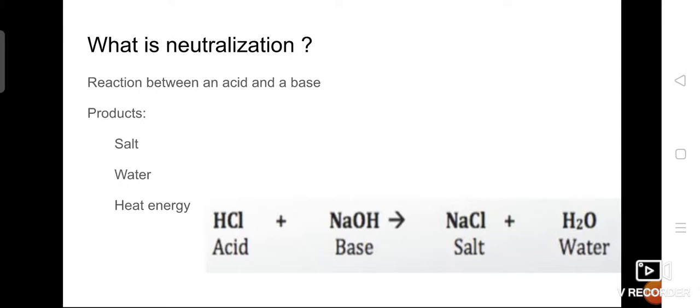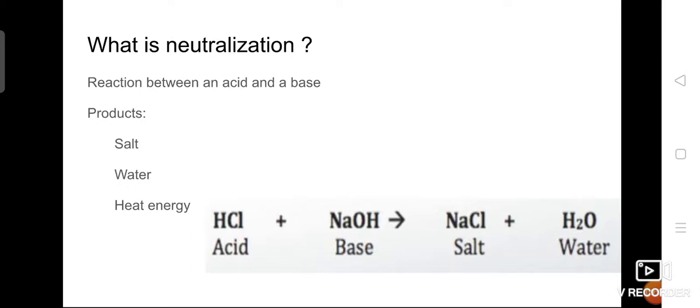What was the product that will form? I told you it is the reaction between acid and base, but the outcome is neither an acid nor a base. Then what should it be? The products formed are basically salt and water, and heat energy is also released with them. When acids and bases are treated with each other, the product should definitely be a salt. Along with that salt, water and some amount of heat energy will be released.